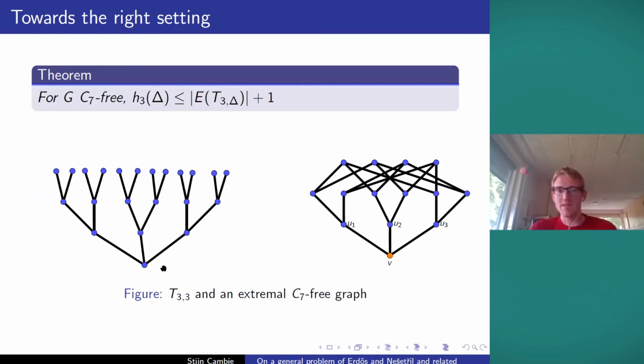So for example, when delta equals 3, we know we have this construction, which is a tree, all degrees being 3 up to the leaves. And on the right, we see the extremal graph, which is actually the tree with some vertices coinciding. So you just have to put some edges towards the same vertex.